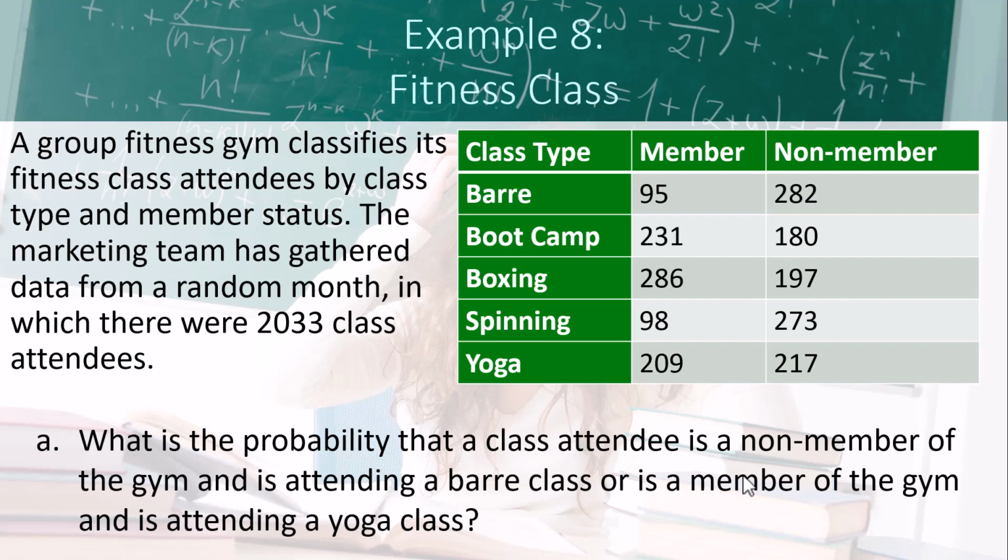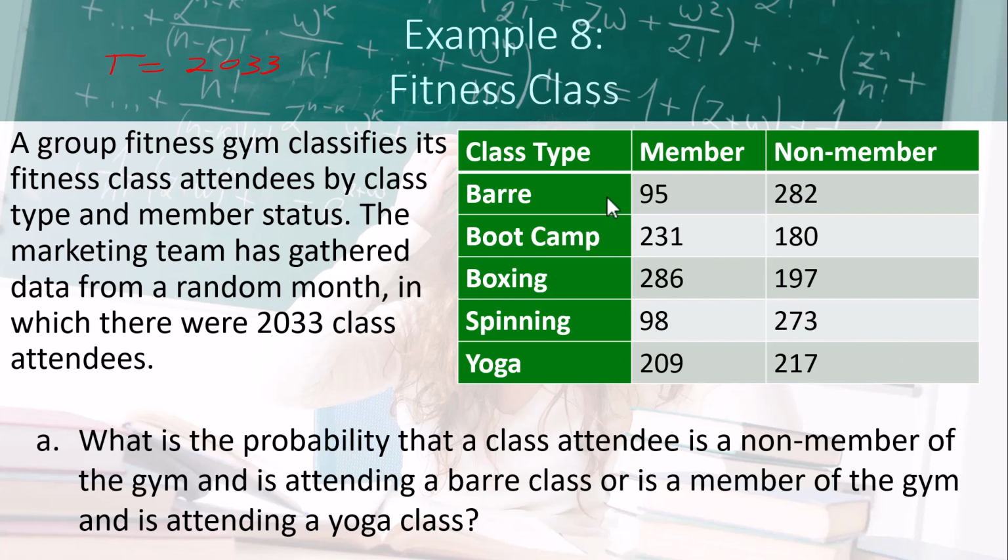A gym group fitness classifies its fitness class attendees by class and member status. The marketing team has gathered data from a random month in which there were 2,033 class attendees. Now, the first thing we want to realize here is that the size of our sample space is equal to 2,033, not 20,033.